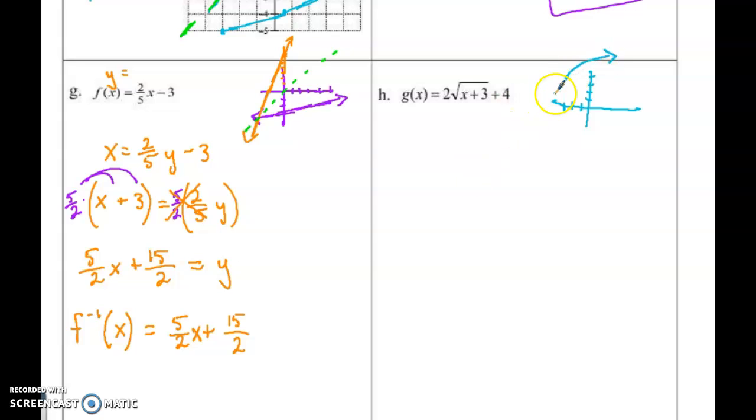Now, I'm not too worried about the stretch yet. What I would point out for you is to switch x and y. Remember, this is y equals. So if you rewrote it, it'd be x equals 2 square root of y plus 3 plus 4. So if I'm solving for y, I'm going to try and do this step by step so I don't lose anybody along the way.